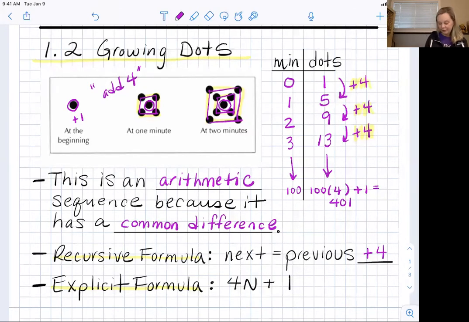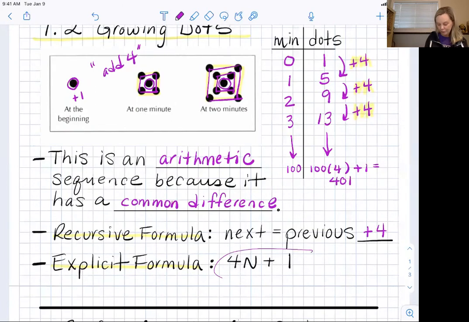So we simplified that down to say, well, that means at n minutes, we would have 4 groups of n, or n groups of 4. We could say it either way, plus the 1 in the middle. And that was an easy way to determine down the road how many dots there would be at a certain number of minutes.